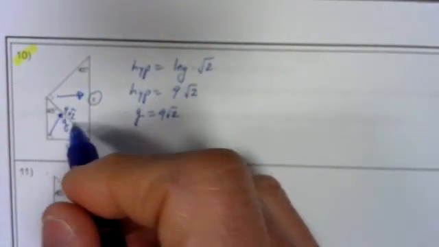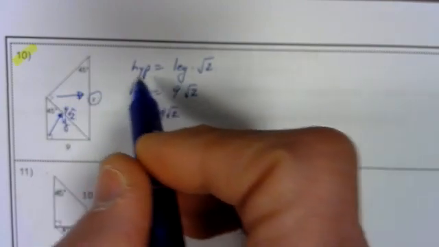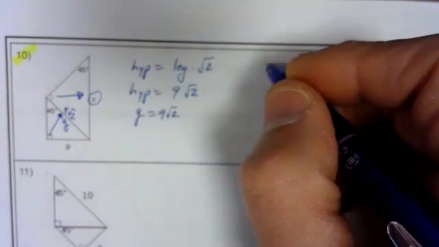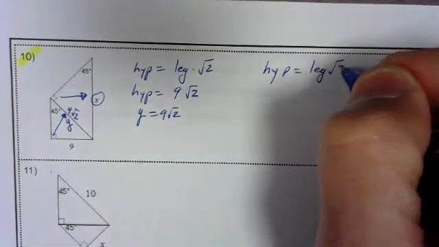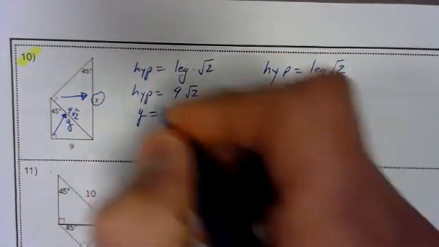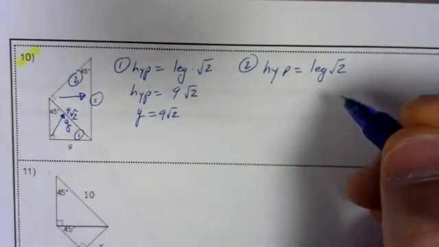So now I have to think about my second triangle and how this leg is going to help me find the hypotenuse of that using the same rule. So now my same rule is hypotenuse equals leg root 2, and this is of my second triangle. I'll number these in case it's helpful. And this is my second triangle.